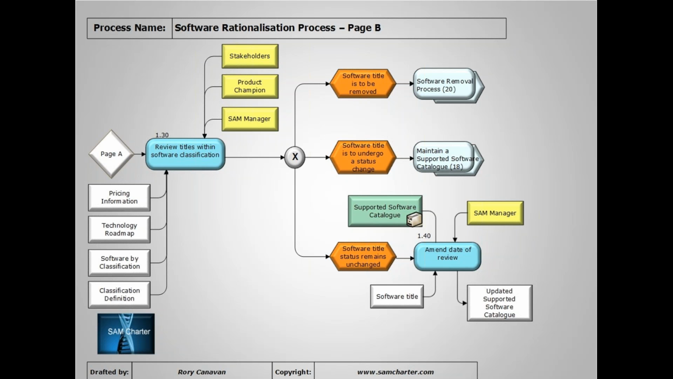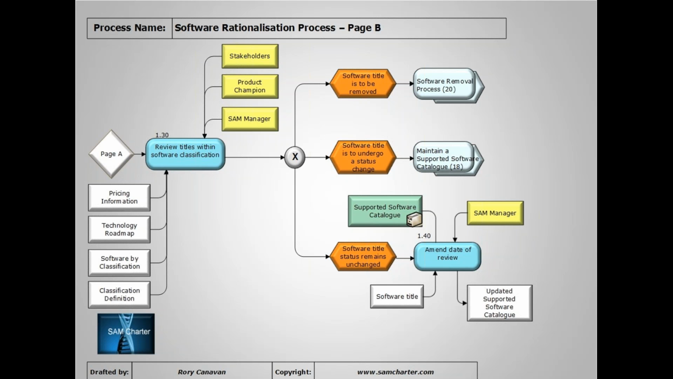So as we go through and review our titles, we need to think about what status they should have within our supported software catalogue. So the first status is a green status. Now this is what I would call our general standards. These are the pieces of software that we're very comfortable with supporting, we understand the value, and we are achieving economies in scale and scope by having them deployed as much as possible within our environment.